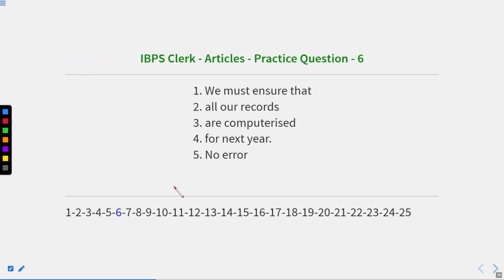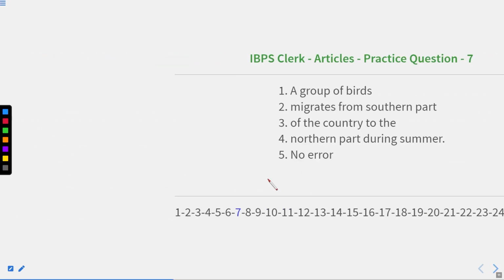We must ensure that all our records are computerized for next year. Now, computerized for what? For the next year, because we are talking about the year that has to come. And before this "next", we need to write "the". So it should be for the next year or till the next year. Now let us move to question number 7.